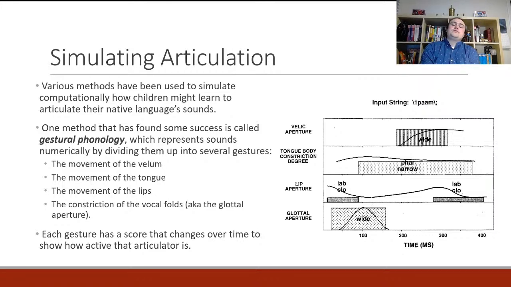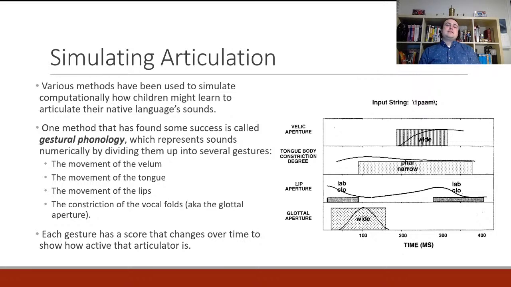And so the way gestural phonology is going to simulate, or represent, I guess, these sounds in its simulations is just over time, how much are you moving those different articulators? How much do you move your velum? How much do you move your tongue or your lips or your glottis? And because it's representing those numerically, it's very easy to translate into a computational domain. So it's very easy to represent these numbers in a computer.